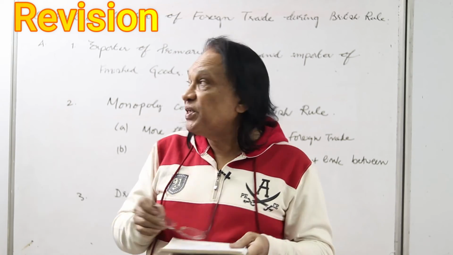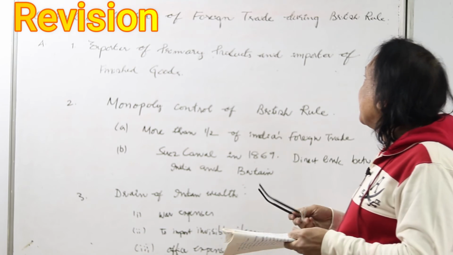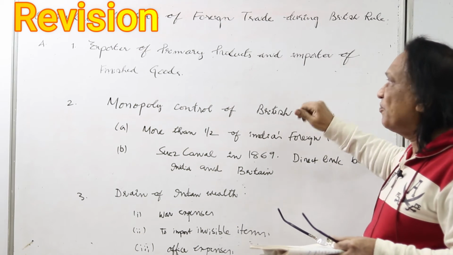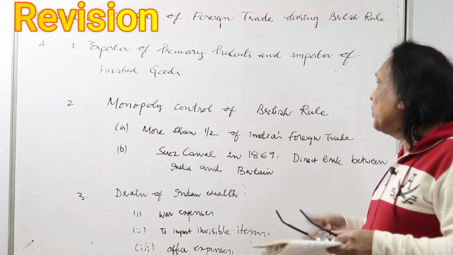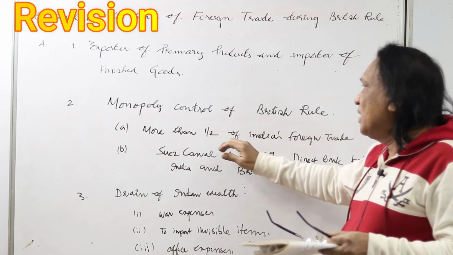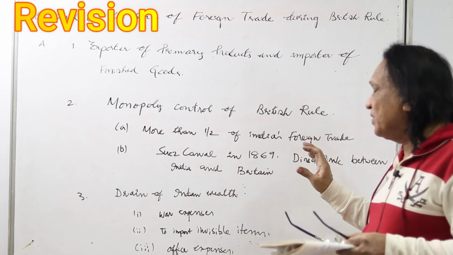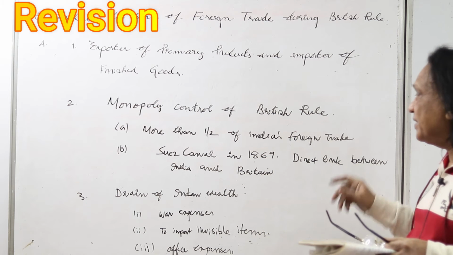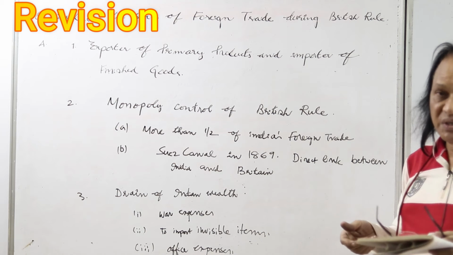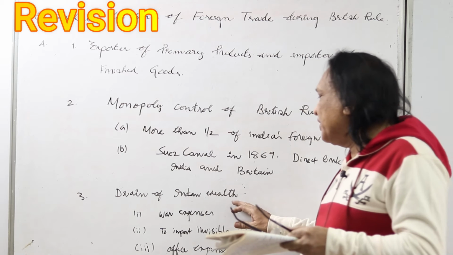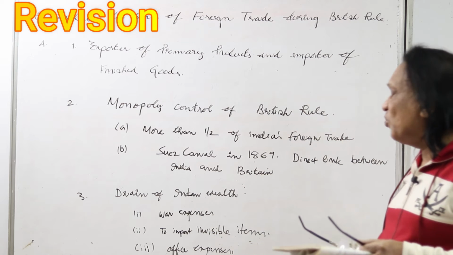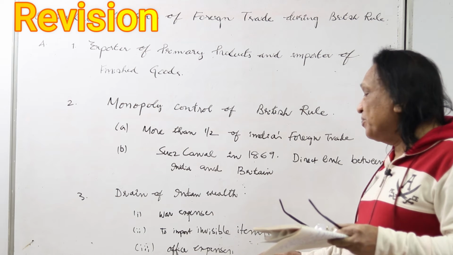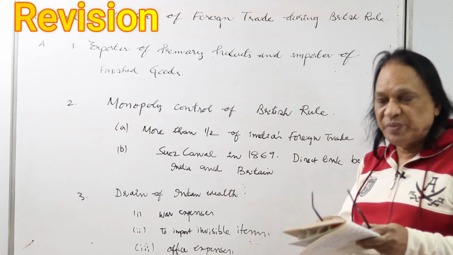So once again you see here, explain the state of foreign trade during the British rule. One, exporter of primary products and importer of finished goods. Two, monopoly control of British rule. Under this you write, half of the trade used to take place with England, and Suez Canal, they opened it in 1869, that really helped to grow the trade with England. And drain of Indian wealth, the third point, under this you can write, war expenses were met by India and to import invisible items from England and all their office expenses.